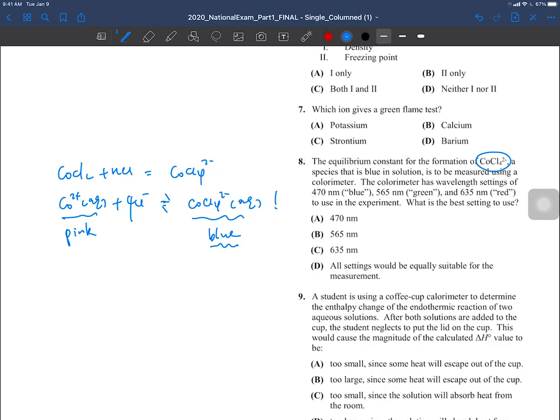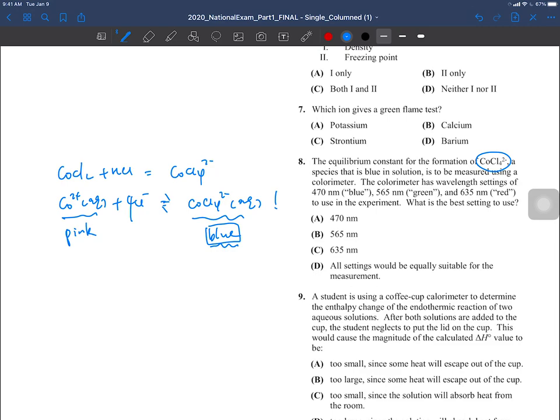So here, we not just focus on this one being blue. Blue means, does it mean it will absorb the blue light? No, it does not absorb the blue light. Actually, it absorbs the complementary color of the blue light. This is why we see the blue color, right? Does this make sense to you?